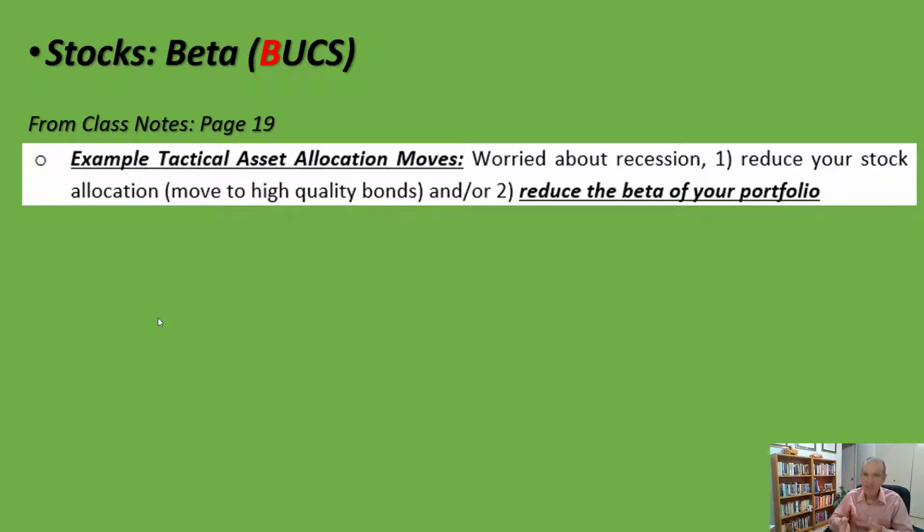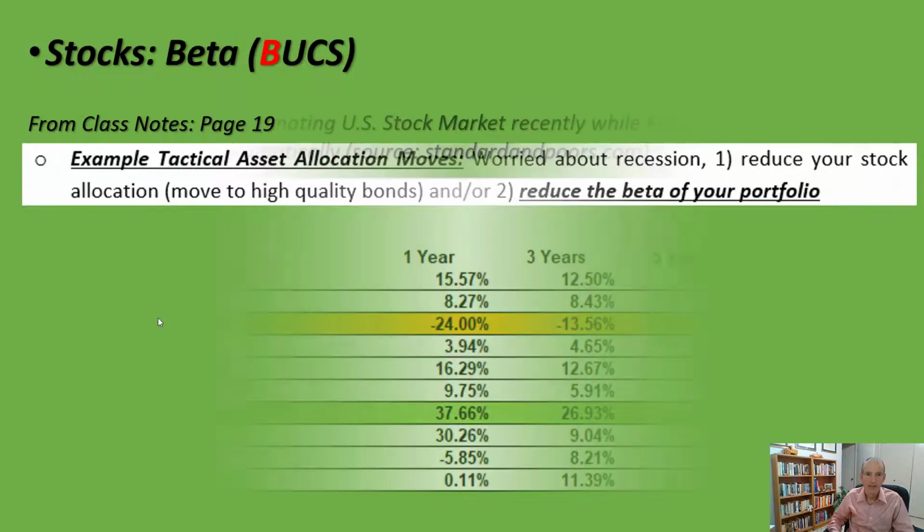But then within stocks, if you're expecting a recession, then you want to move to lower beta stocks away from higher beta stocks. So if I tell you on the exam that your boss is expecting a recession, you have two things to talk about. One, you want to reduce your overall stock allocation, and then you want to use the words within stocks. Within stocks, you want to reduce your beta. You want to move from high beta cyclical stocks to low beta defensive stocks. So that takes care of beta.